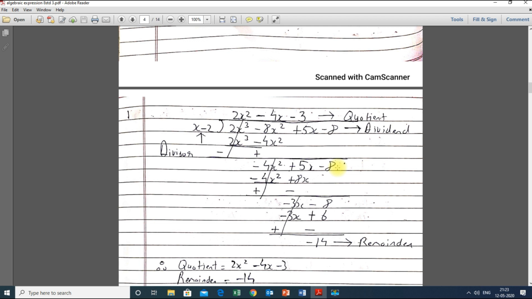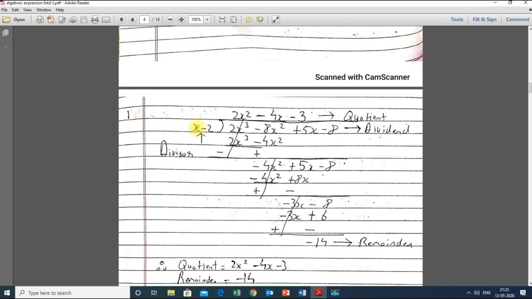Now again my aim is to bring the same minus 4x square. Keep in mind here it is minus 4x square. So what I will do? What I will multiply with x, I will get minus 4x square. So we know that here it is plus. So plus into minus is minus. Therefore it is minus over here.